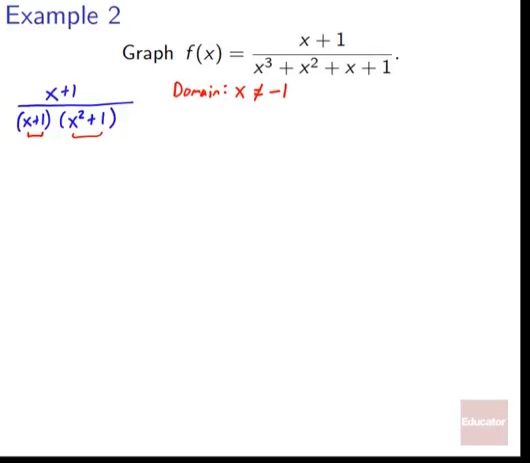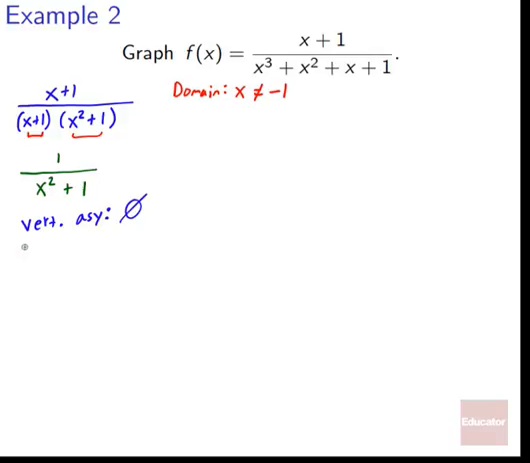Now at this point, we can simplify. We see x plus 1 and x plus 1. We cancel those out, and so we get 1 over x squared plus 1. All right, so at this point, we can figure out what our vertical asymptote is. Do we have any vertical asymptotes? We don't have any vertical asymptotes, because in our simplified form, 1 over x squared plus 1, there's no x we can plug in to get 0 to show up in the bottom, right? x squared plus 1 has no solutions. It never intersects the x-axis if we think about it. So we have no vertical asymptote here.